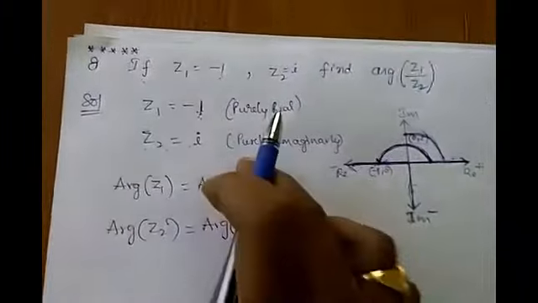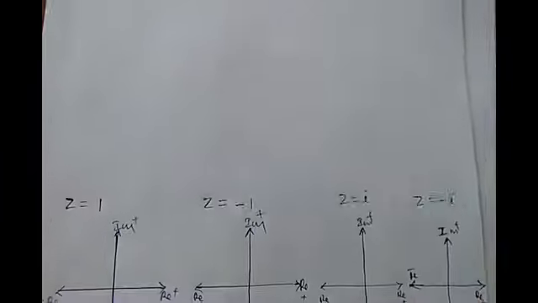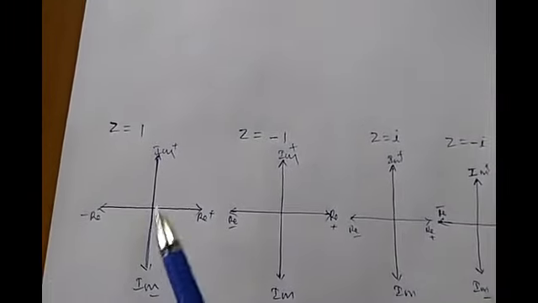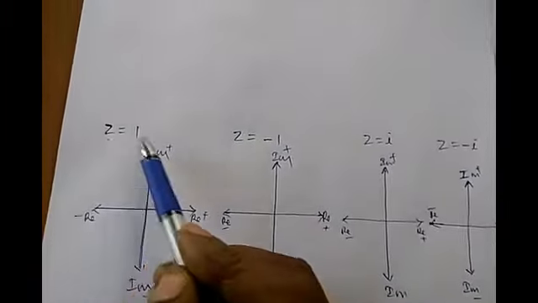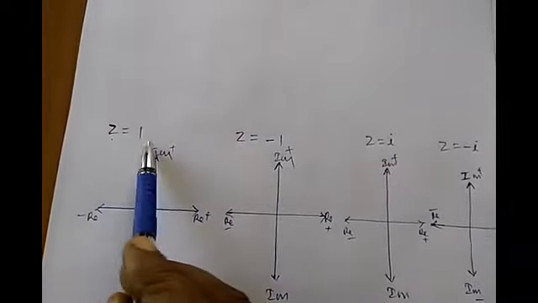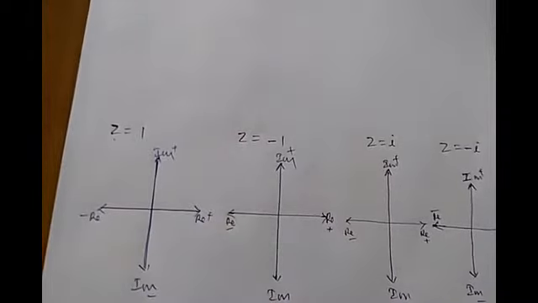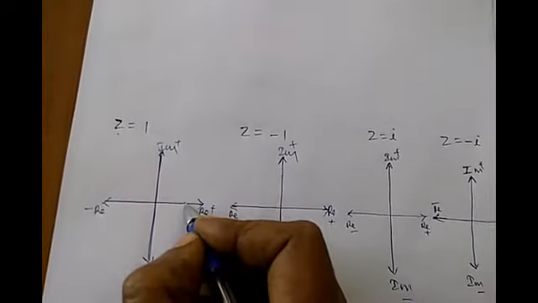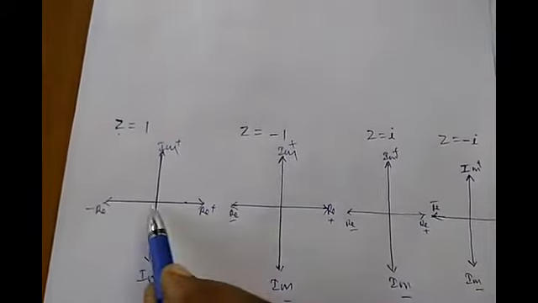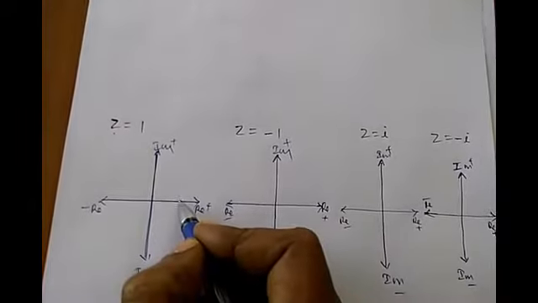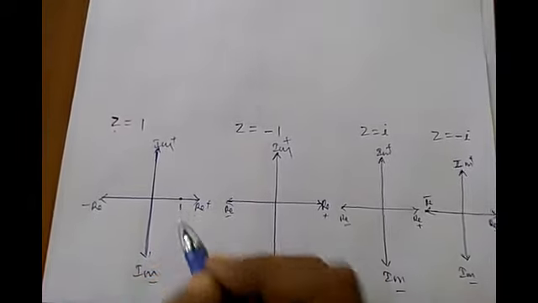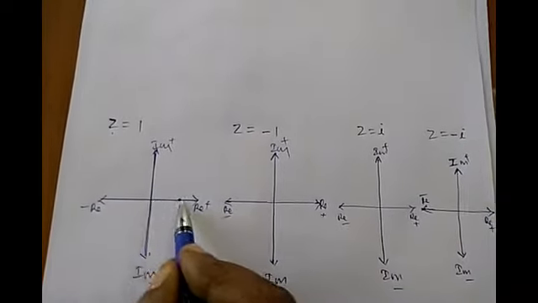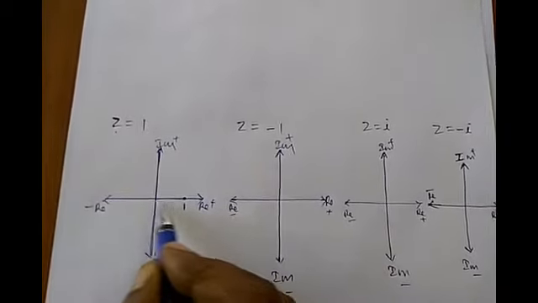Before going to this problem, let us discuss some fundamentals. If Z is equal to 1, that means a purely positive real number, then it lies on the positive real axis. So, on the positive real axis, what is the argument of this number?